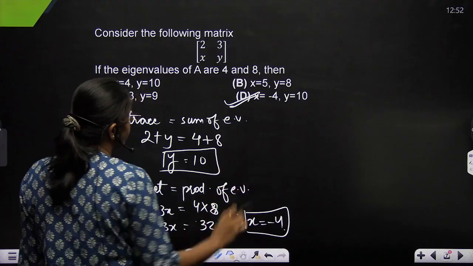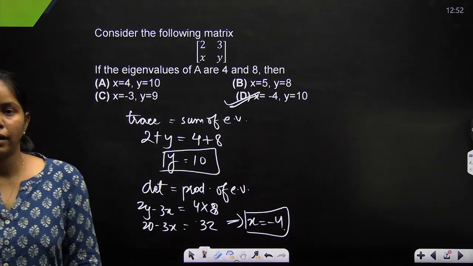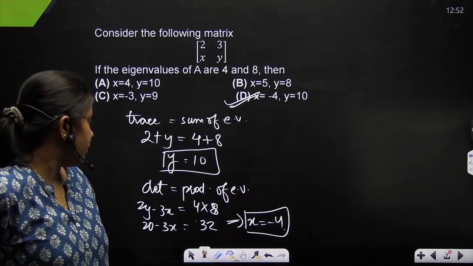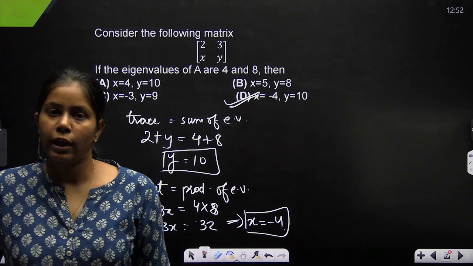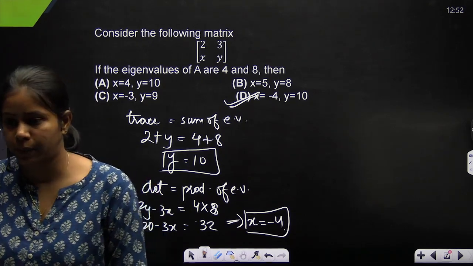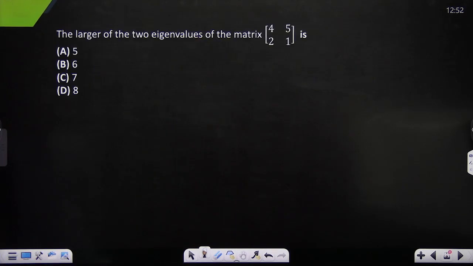So this property, trace is equal to the sum of eigenvalues, and determinant is equal to the product of eigenvalues, helps us to solve this question. Now let's try the next question.